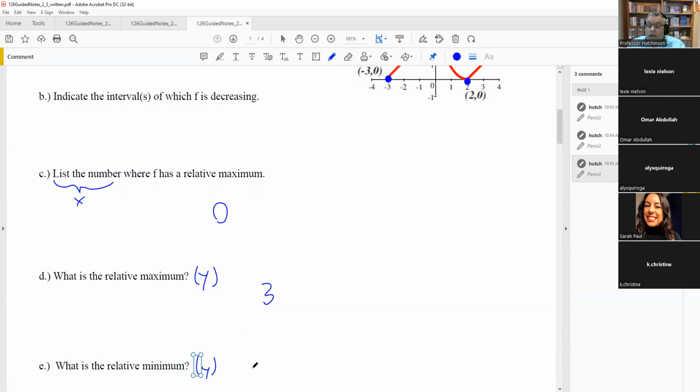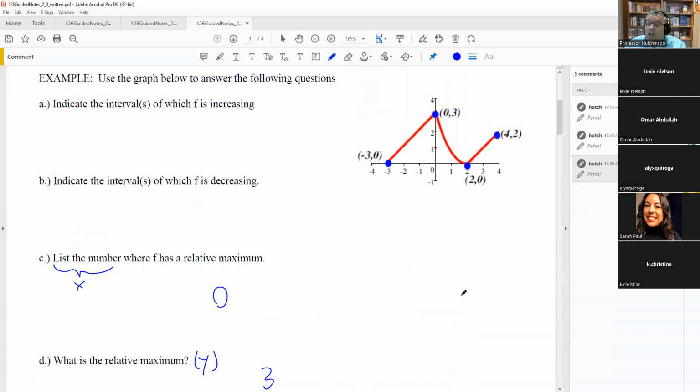So on this number E here, it says what is the relative minimum. This point right here, the 2, 0 I mentioned earlier, is the place where the relative min occurs because you have decreasing and then increasing. But this question only wants you to put the y value. The y value there is going to be 0. So that is the relative minimum. It's 0 here because you have decreasing and you have increasing.